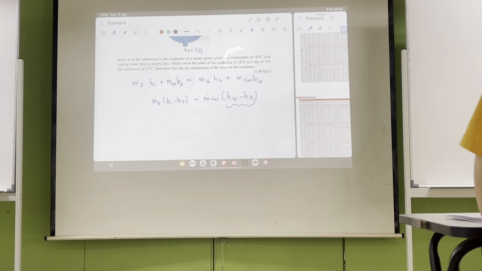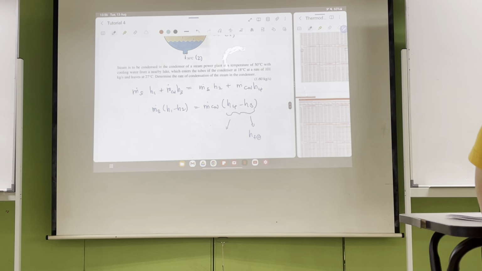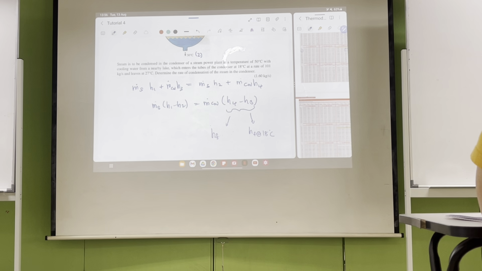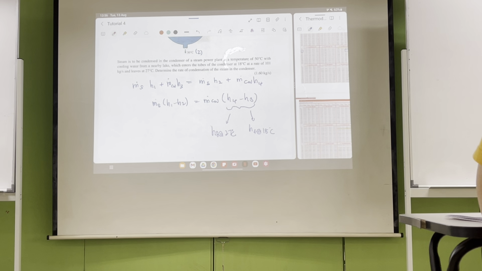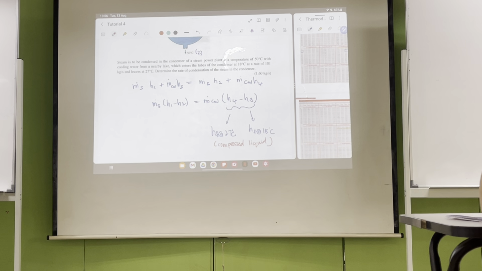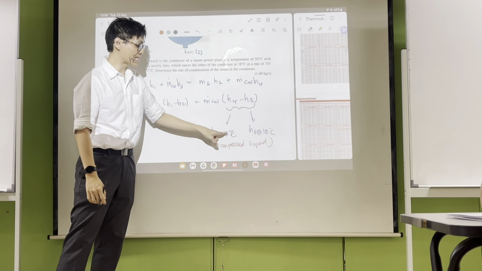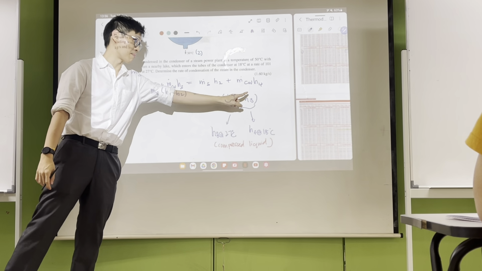So in this case, since it's just cooling water, how do you find the answer? H4 and H3, water is compressed liquid, right? So this will be HF at 18 degrees Celsius. This will be HF at 27 degrees Celsius, because you treat them as compressed liquid. Just use this method. This method will be more accurate than using Cp delta T. Meaning compressed liquid, at this temperature, you can treat them as saturated liquid. So use the saturated liquid value for the H.